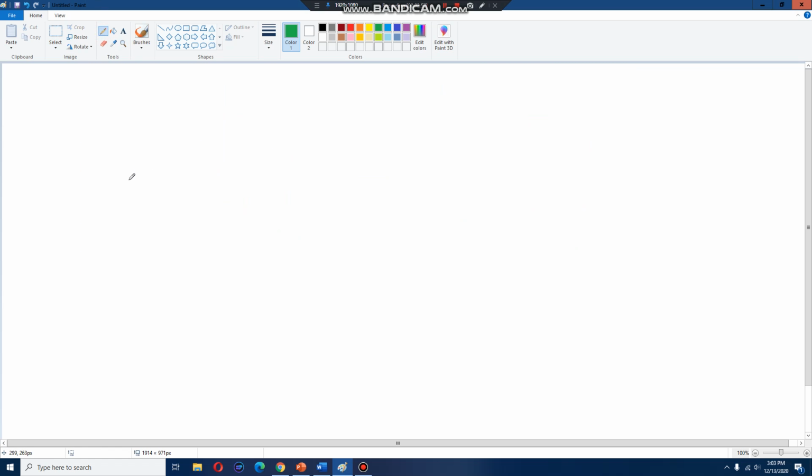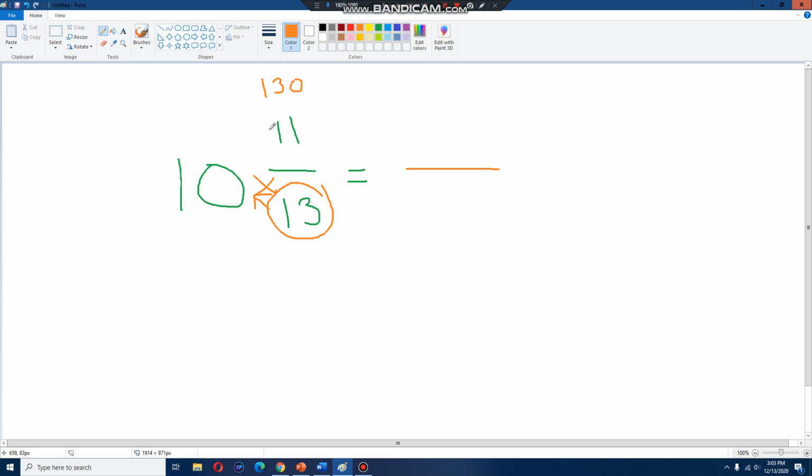Let's do bigger numbers. Let's do 10 11/13, for example. I want to turn this into an improper fraction. So start with the denominator, multiply with the whole number, 10. 13 times 10 is 130. And then you add it with the numerator, 130 plus 11, which is 141. And the denominator is 13. And there we go. 10 11/13 equals 141/13. And that's how you turn a mixed fraction into an improper fraction.